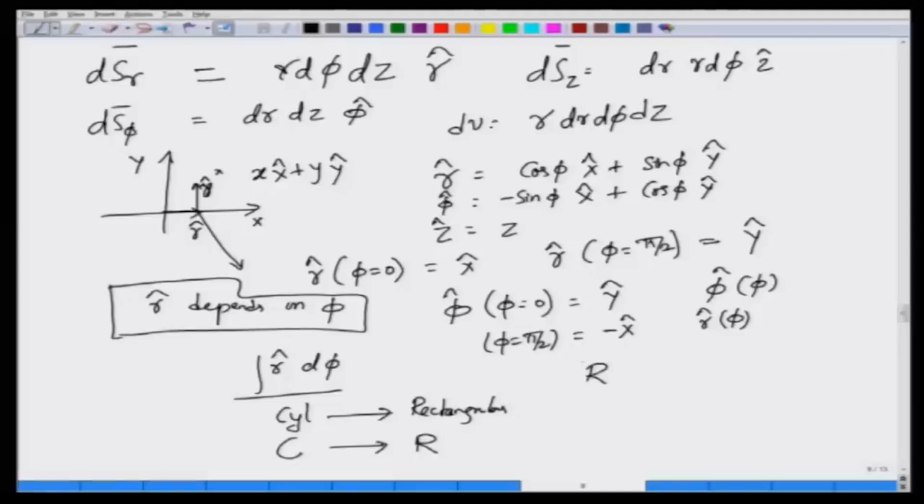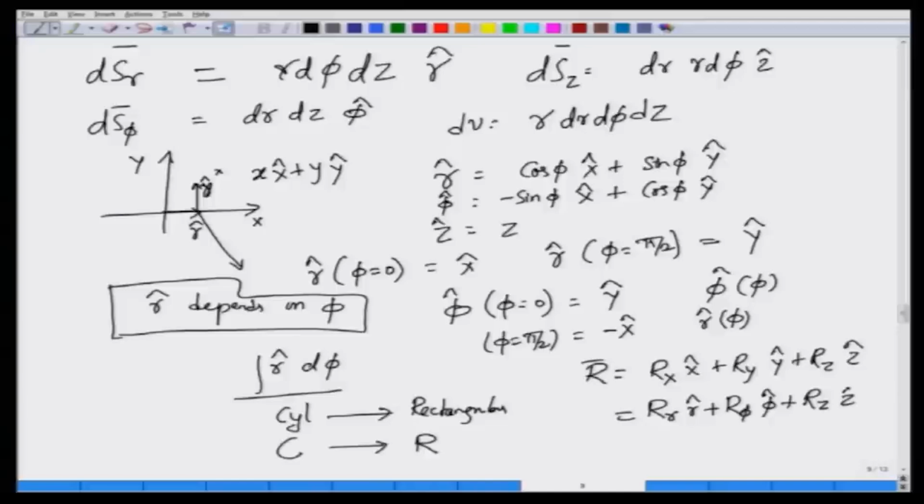Suppose that vector is r, and I can write this vector r as consisting of 3 vectors. I can resolve this vector r as rx x hat plus ry y hat plus rz z hat. The same vector in the cylindrical coordinate system can also be written as rr r hat, where rr will be the component of the vector r along r hat, the radial component, plus r phi phi hat plus rz z hat. You can guess from intuition that rz will be equal to rz in both cases, and you will be right. However, we will now be interested in rx, ry, rr and r phi.